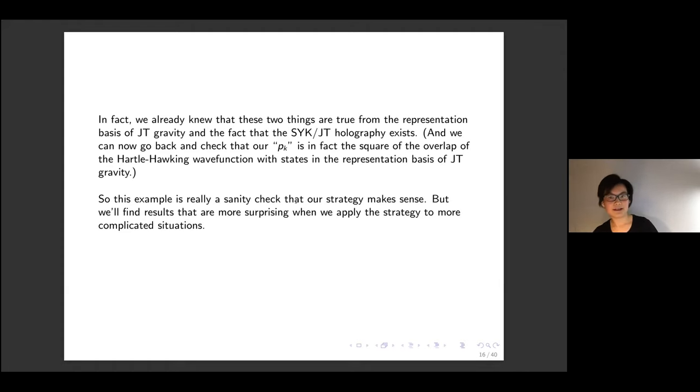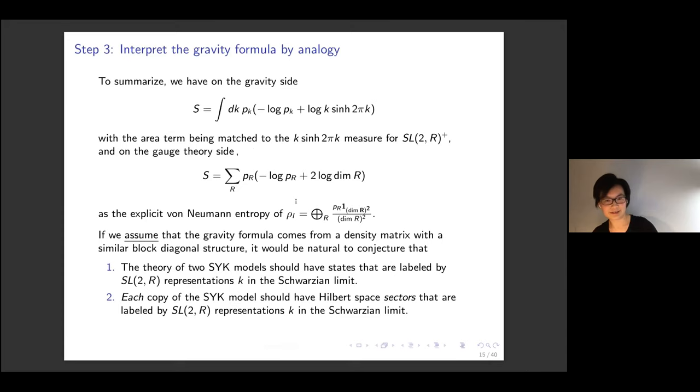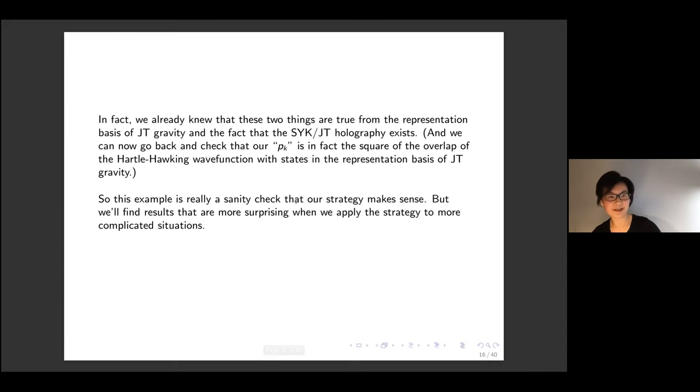And we can now go back and check that this piece of K that I defined in a kind of random way earlier is in fact the square of the overlap of the Hartle-Hawking wave function with these states labeled by K in the representation basis of the first order formulation of JT gravity. So basically, these conjectures I made are things that we already knew. And this whole example was a sanity check that our strategy makes sense. But we'll find results that are more surprising when I apply the same strategy to some more complicated situations.